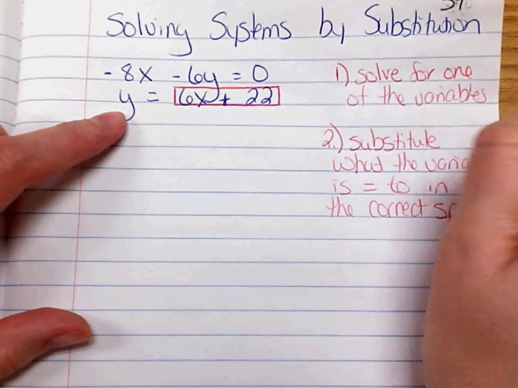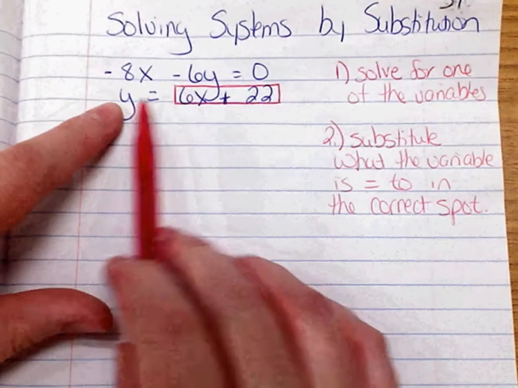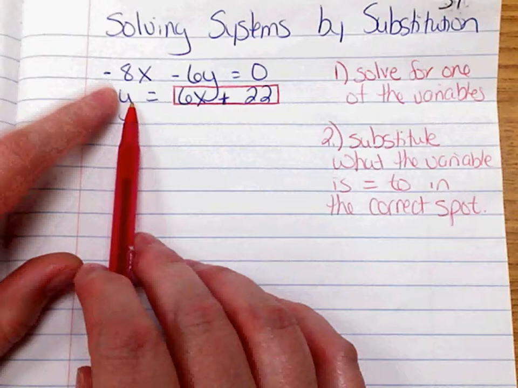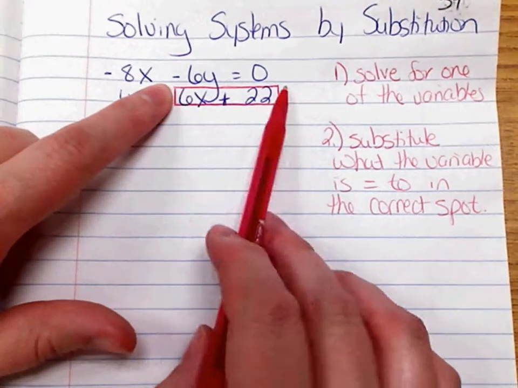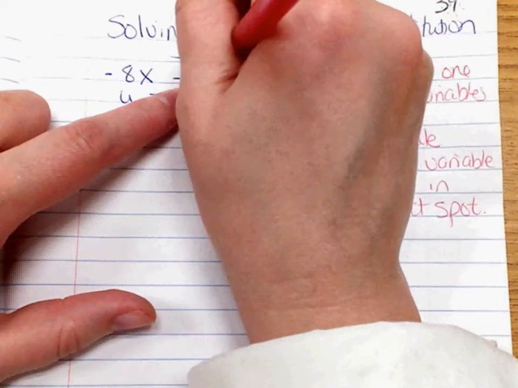Okay, you got to put it in the correct spot. What I mean for that is this is y, because that's what this says. Y is this. What I put in the red box is y. Well, this is also y right here. Do you guys see that?